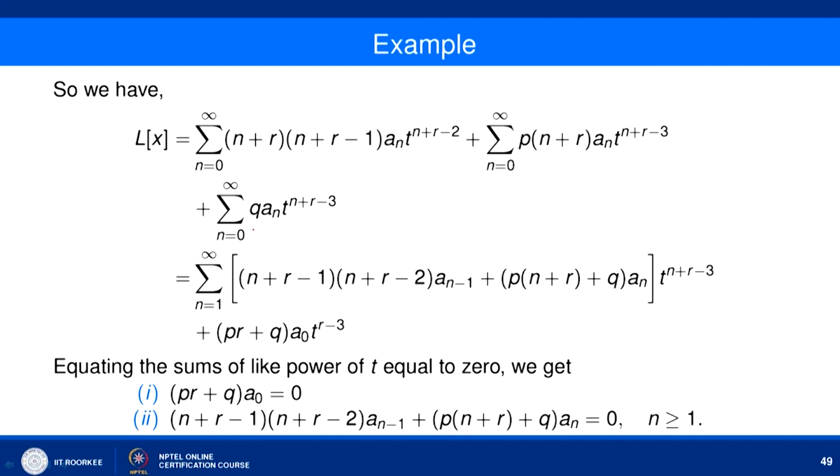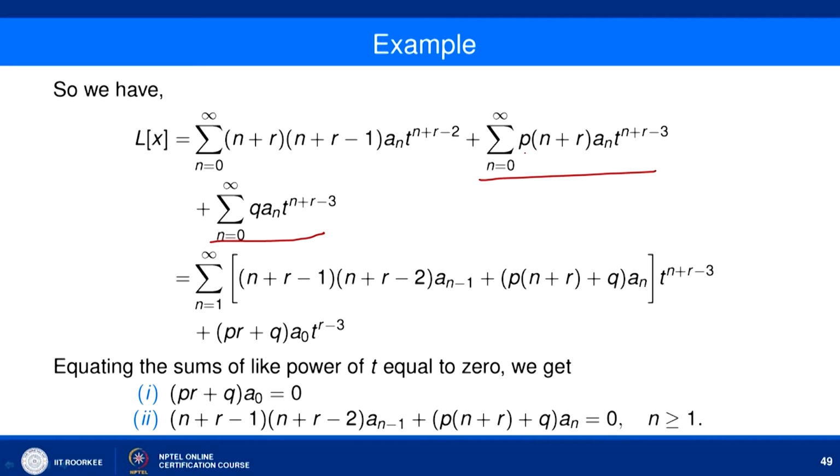Now just collect all the terms. Look at the term of t to the power r minus 3 here. This term will give you the coefficient of t to the power r minus 3, and that corresponds to n equal to 0.